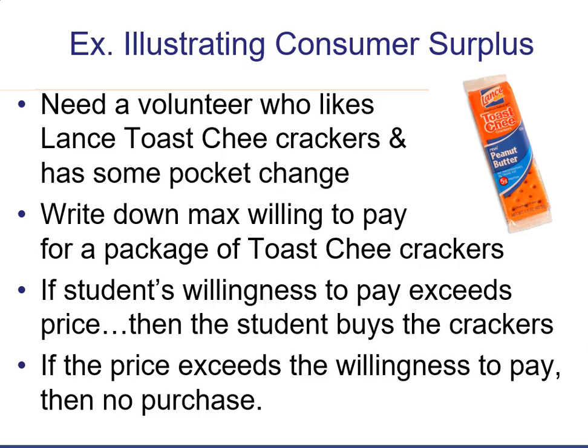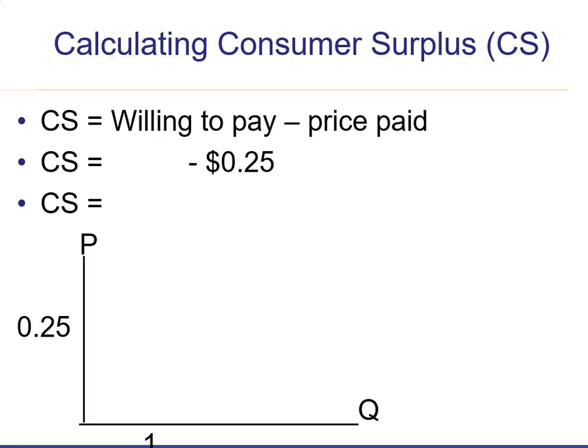So they write down their number, and suppose they write down 60 cents as the most that they're willing to pay. So I've just sketched in here 60 cents, and of course the consumer surplus then will be the difference between 60 cents and my price, which is a quarter. So they're willing to pay 60 cents, but they only pay my price of a quarter, so they get a difference there of 35 cents.